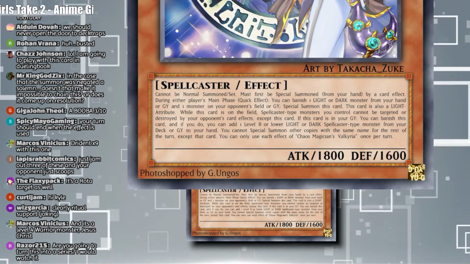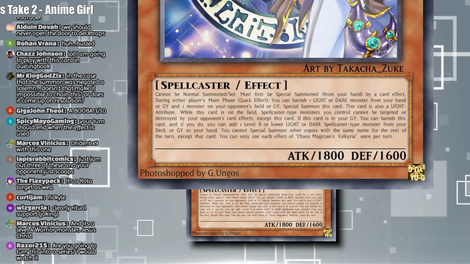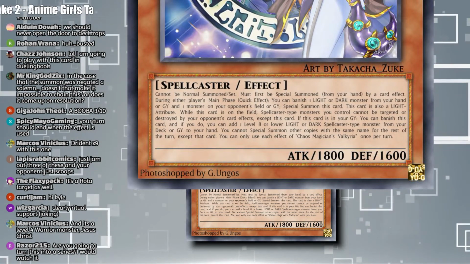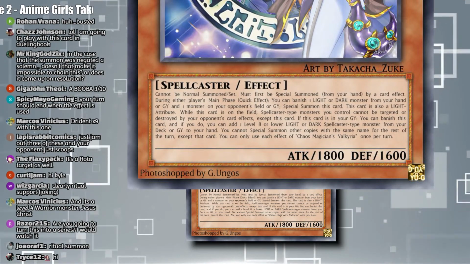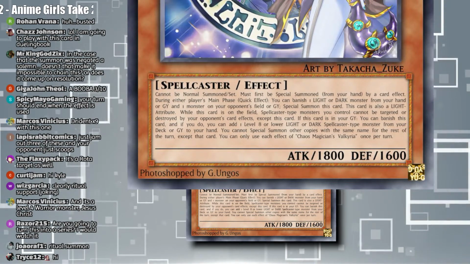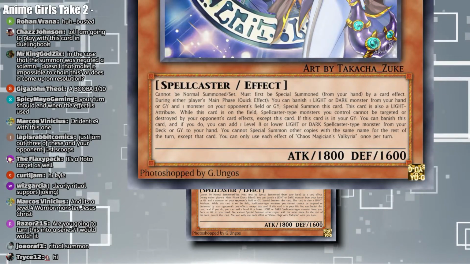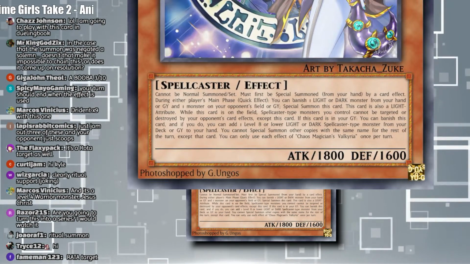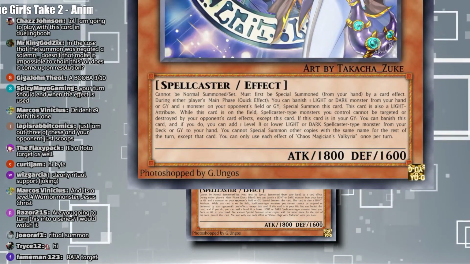Wait. I missed a period. Cannot be normal summoned or set. Must be special summoned from your hand by a card effect. Okay, that's fine. It's like Rare Metal Dragon. During either player's main phase, quick effect, you can banish one light or dark monster from your hand or graveyard and one monster on your opponent's side of the field. Special summon this card.